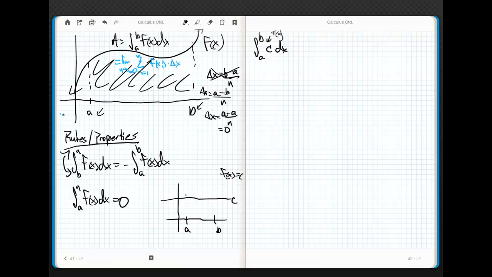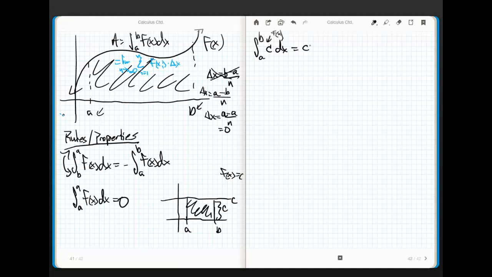Well, the integral is the area. It's the area under the curve. So tell me, what is the area of that rectangle? Right? How tall is it? This height is f of x, right? It's just c. How big is it? Well, it's b minus a.